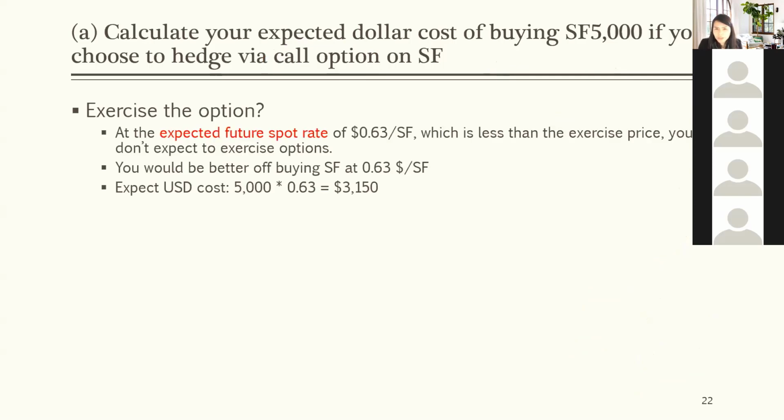So at the expected spot rate of 0.63, you don't want to exercise your option, okay? As we mentioned before, you are here on the graph, right? So 0.63 is here. This is the payoff function of a call option.